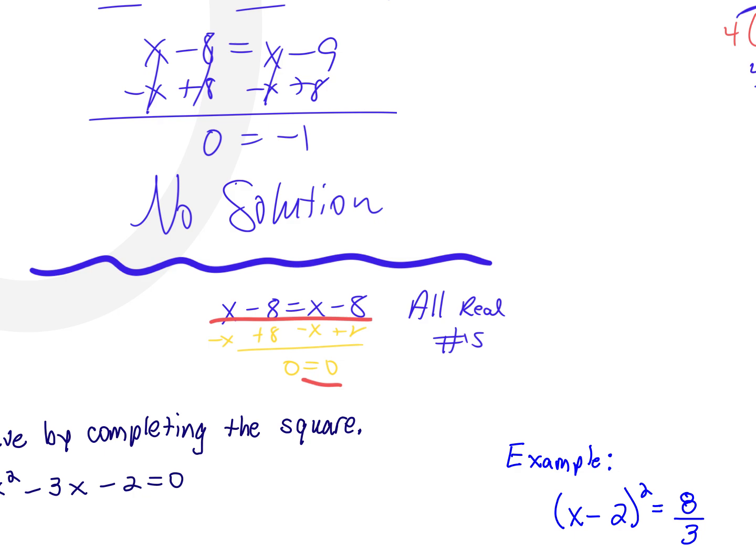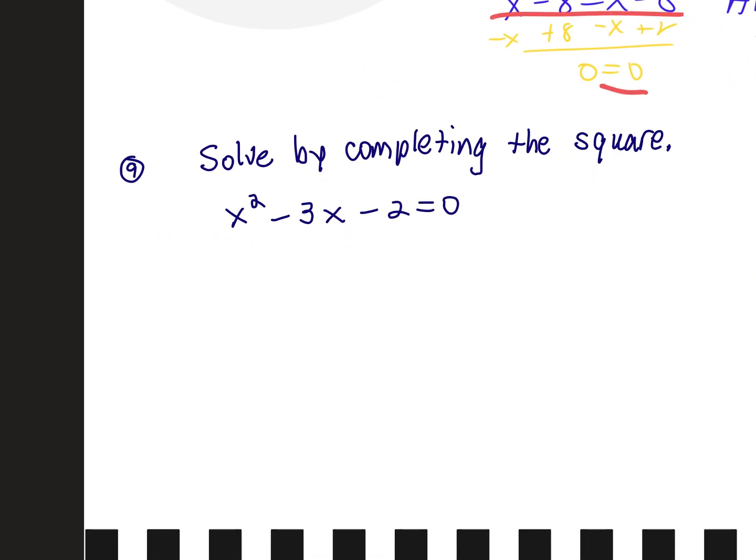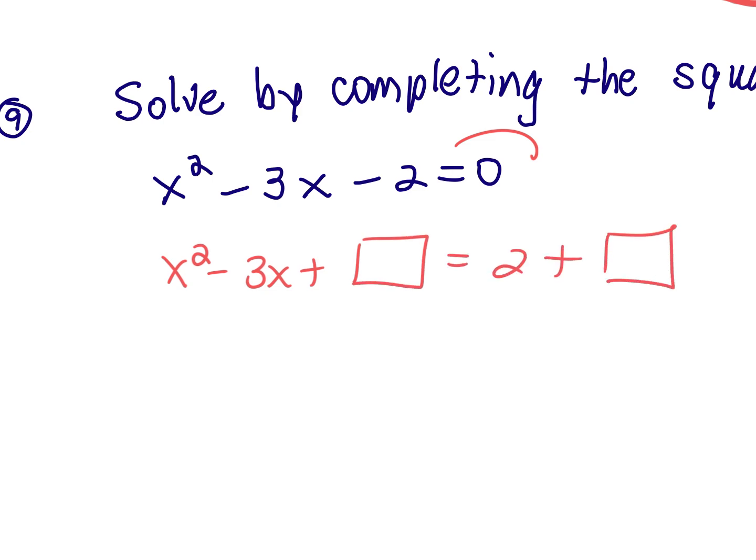That's when that happens. All right, here's a little bonus one because you're going to absolutely 100% have a question that says solve by completing the square. Okay, so when we complete the square, what we want to happen is that our x squared has a positive 1 as its coefficient. Does it? Yes, so we can just proceed. What do I do with my negative 2? I'm going to add it, move it to the other side. So I have x squared minus 3x plus the big old box equals 2 plus the big old box, or square, however you want to say it.